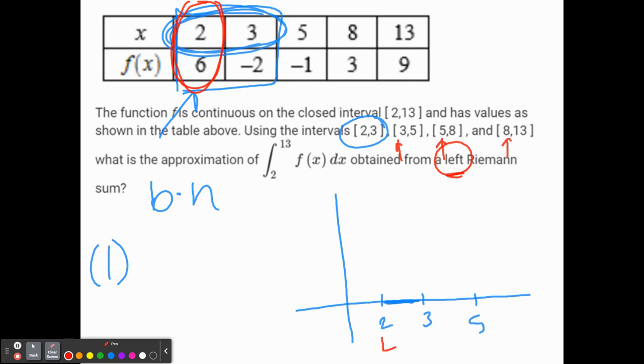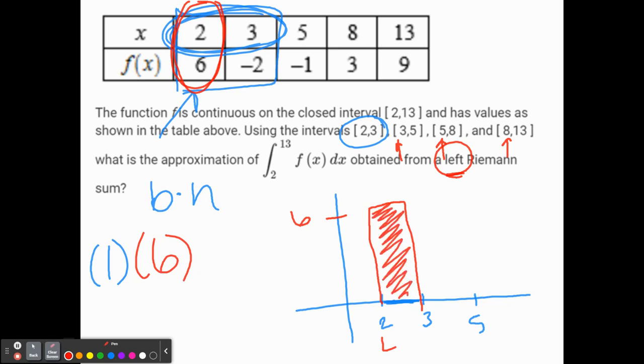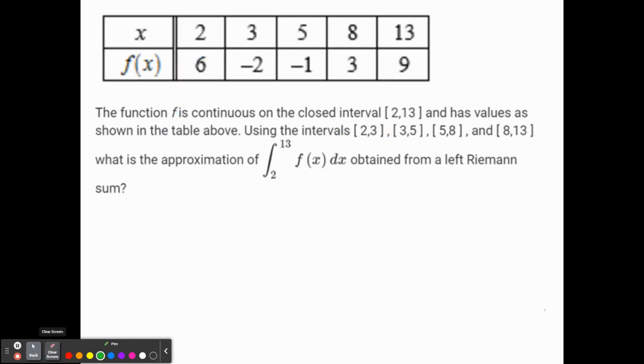But in this example, 2 is the left endpoint. So we're going to be looking at the function value at 2, which is 6, to find the height of this rectangle. So this first rectangle has a base of 1 and a height of 6. So the total area of this first rectangle is going to be 6. The first rectangle has an area of 6.